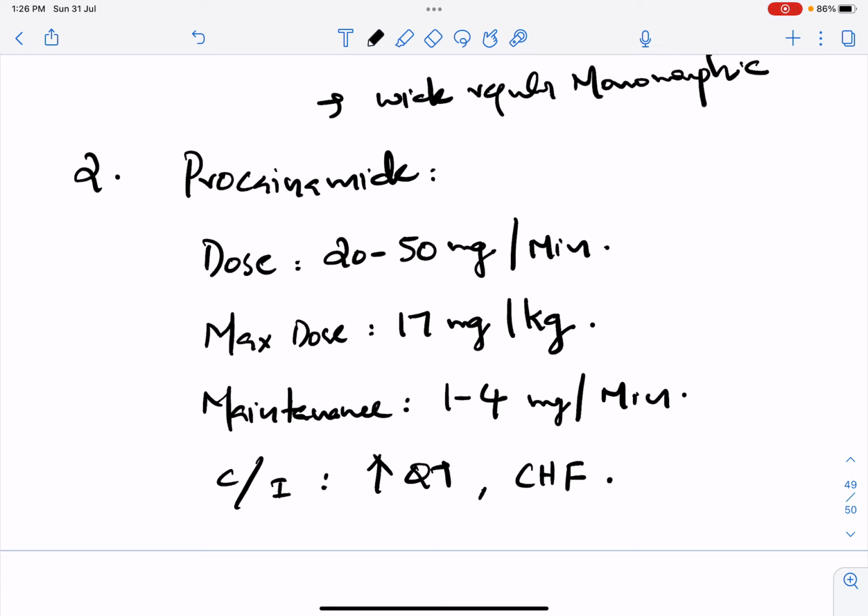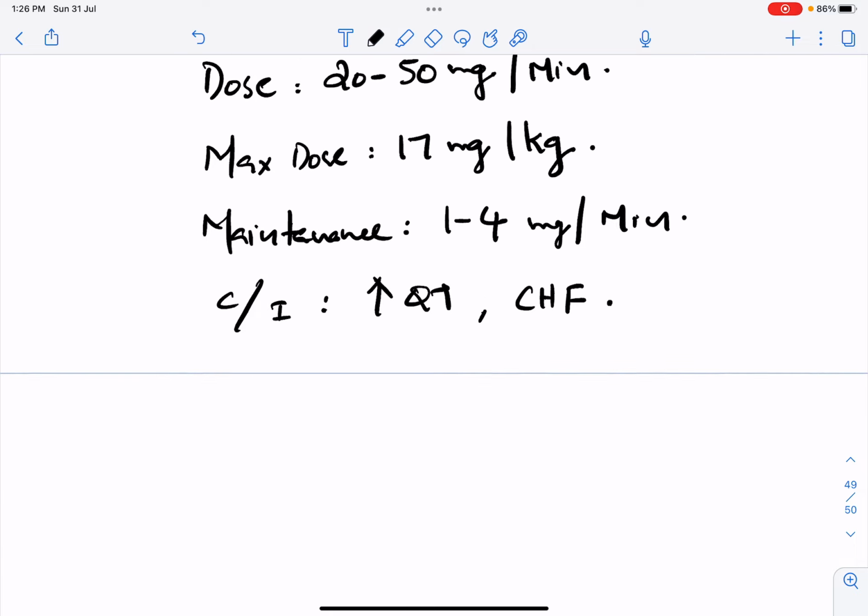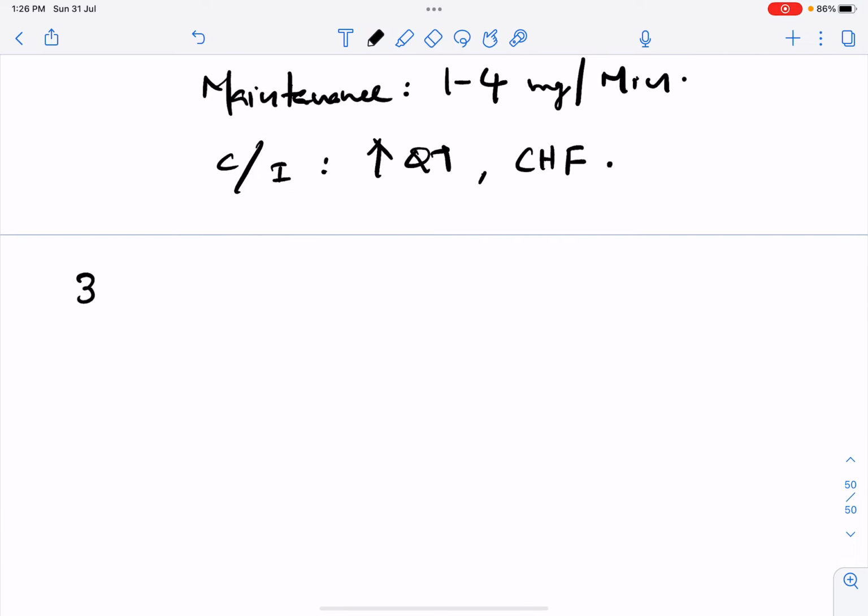Okay, the dose is 20 to 50 mg per minute. You can give until antiarrhythmia get suppressed. A maximum cumulative dose is 17 mg per kg. A maintenance infusion is given at a rate of 1 to 4 mg per minute, and the contraindication is prolonged QT interval and congestive heart failure. And the other drug used as antiarrhythmic is amiodarone.